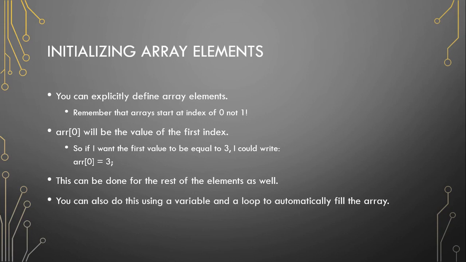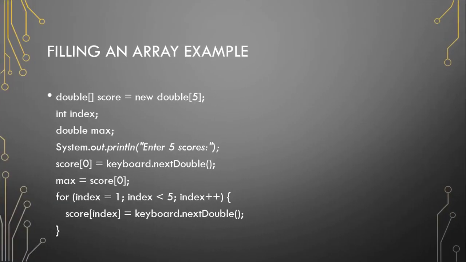Now, we also can do this using a variable and a loop in order to automatically fill the array. So if we want to do that, here's a quick example. double[] score = new double[5]; int index. System.out.println, enter five scores. score[0] = keyboard.nextDouble. max = score[0]. Max of course is just keeping track of the max value here. We're not really going to worry about it because what we really want to focus on is this right here. For index = 1, index < 5, index++, score[index] = keyboard.nextDouble. Okay.